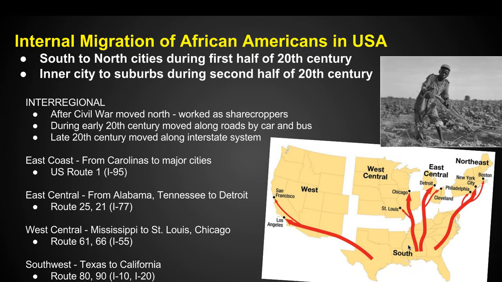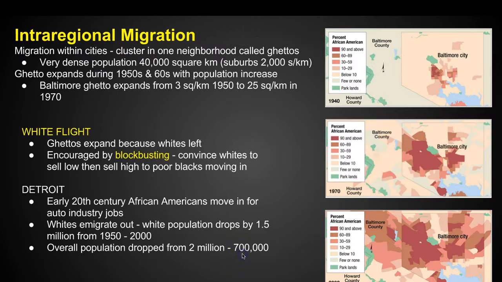In the West, you've got people moving from Mississippi up to Chicago and St. Louis, which are major centers of industry, which we discuss later on. These are going along what is now I-55. And then, of course, from the Southwest, we're going from Texas all the way along Interstate 10 and Interstate 20 to Los Angeles and San Francisco, which are major cities of industry and work on the West Coast.